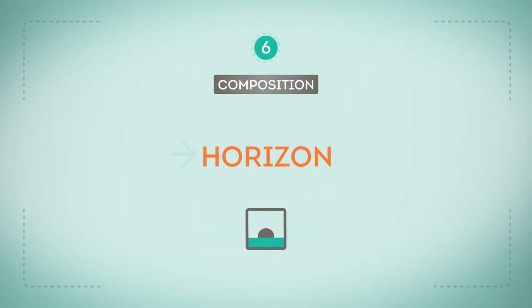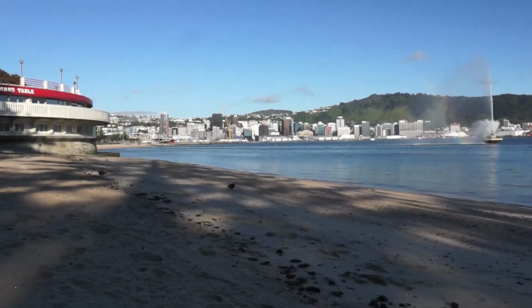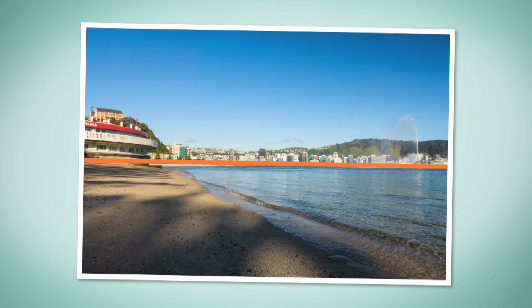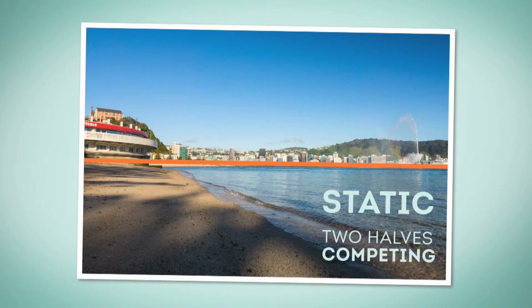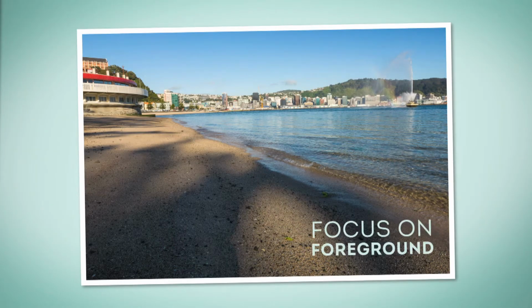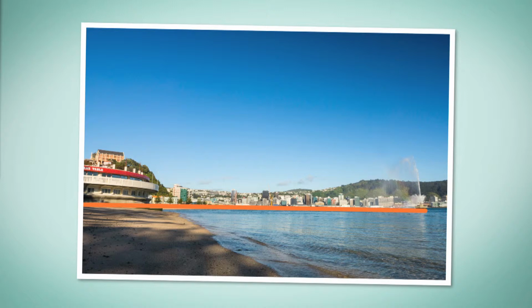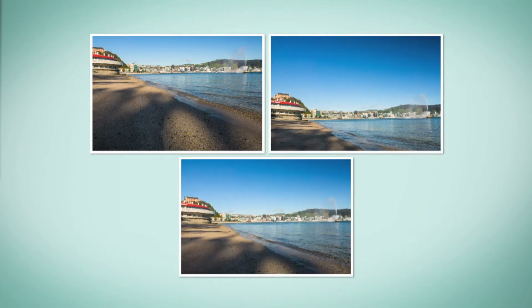And don't forget your horizon line. Be careful of putting your horizon right in the middle of the frame. Central horizons can appear quite static, where the two halves of the image compete with each other for the viewer's attention. Create more emphasis on the foreground by placing the horizon in the top third of the frame, or in the bottom third of the frame to create a sense of space within the image. Notice how simple little changes all affect the overall look and feel of the image.